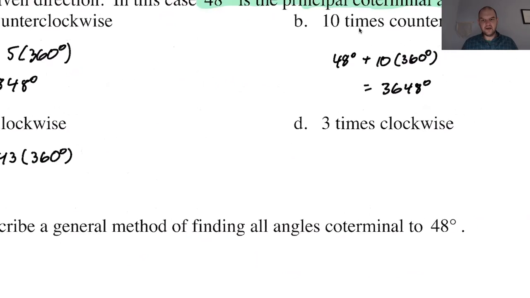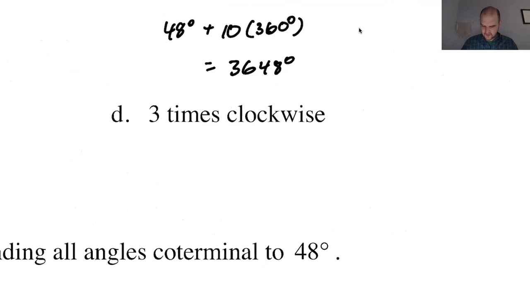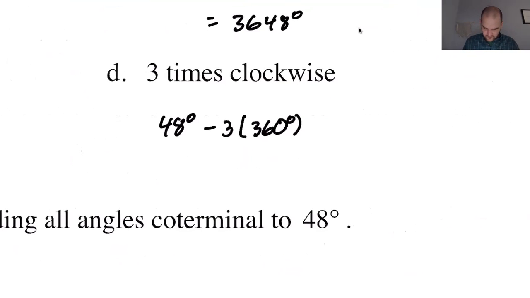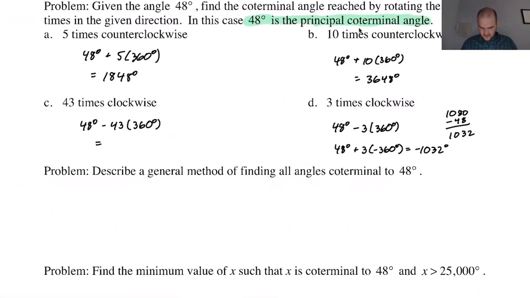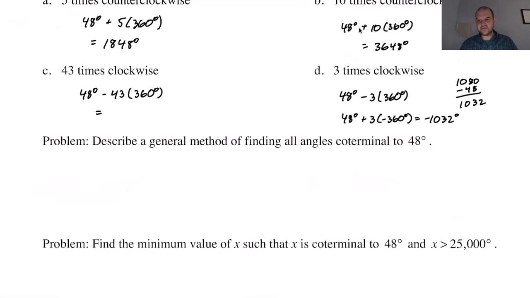Not doing that by hand. All right, 3 times clockwise. Clockwise is negative. So we want to do 48, then we're going to subtract 3 times 360. I keep writing minus 3 times 360. Another perfectly valid way of thinking about it is plus 3 times negative 360. We're adding 3 negative rotations. However you want to think about that. So that's negative 1080. So if I do 1080 and subtract 48, that'll be 1032. So this should be negative 1032. Okay, so let's keep going, then we'll check those on the calculator at the end.